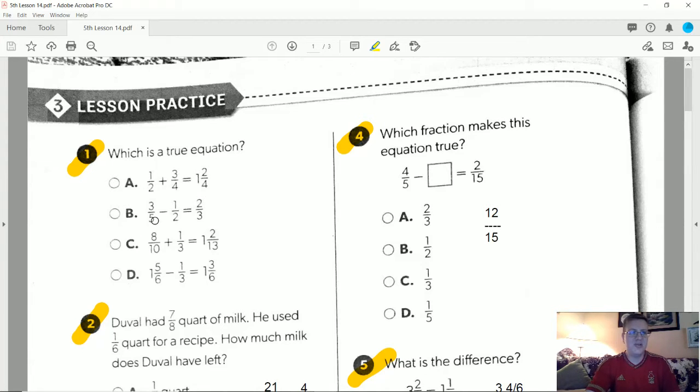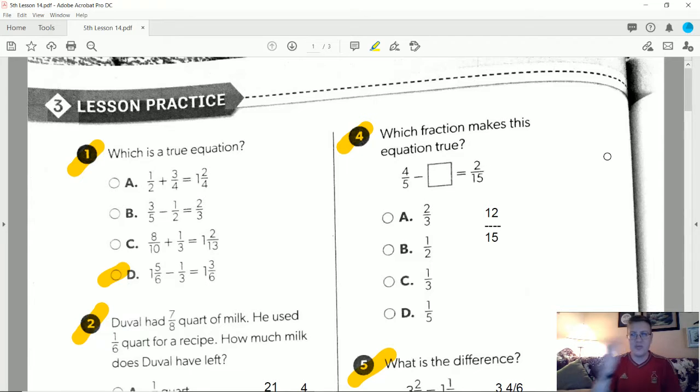The second one, we are actually subtracting the bottom number. We are never ever going to do that. The third option, we are adding the bottom number, which we will never ever do, which means our only option that would work would be letter D. And if I change this to 2/6 and do 1 5/6 minus 2/6, I would get 1 3/6.